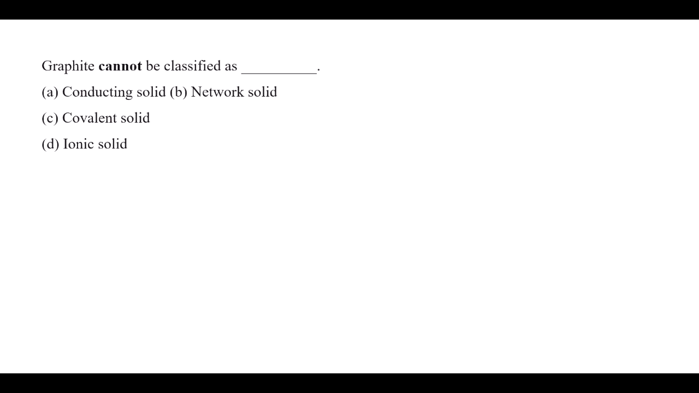A. Then in the next question, graphite cannot be classified as conducting solid, network solid, covalent solid, ionic solid. Here for this one the answer will be ionic solid because graphite is conducting solid, network solid as well as covalent solid. So the answer will be ionic solid.